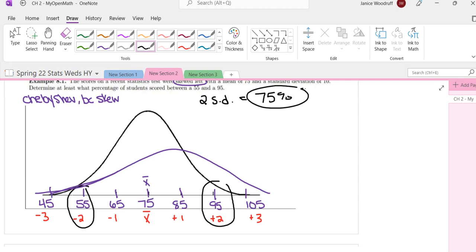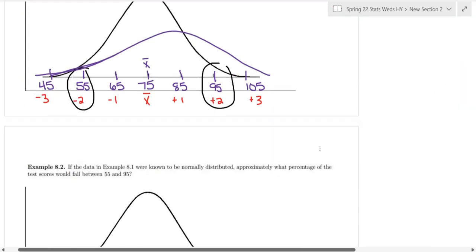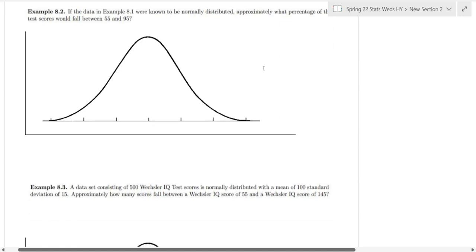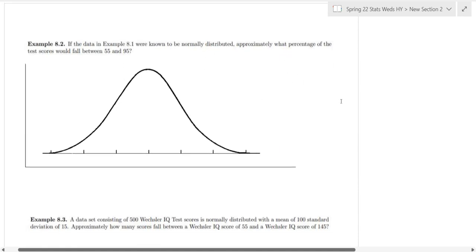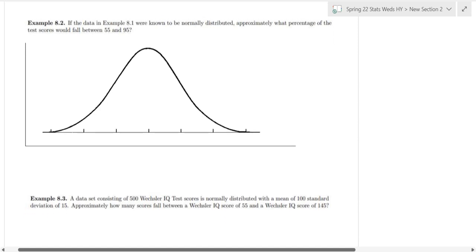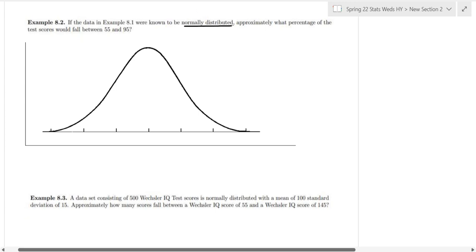Now, you might have another question that said, if 200 students took the test, how many scored in this range? Then you would just do 75% of 200. Let's do another example. If the data in example 1 were known to be normally distributed, then what percentage scores between 55 and 95? It's still 2 standard deviations, but it's normally distributed. So because it's normally distributed, we use the empirical rule.